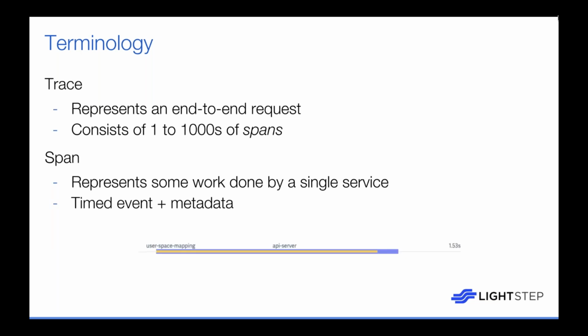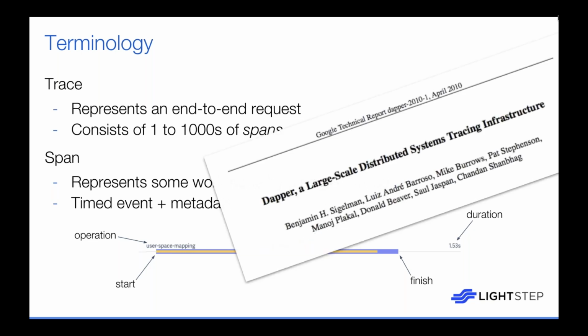To break out one of those pieces from the previous slide, each of those lines represents a span. Since time was going from left to right, the start was on the left and the finish was on the right. The other pieces of data here are the duration of the span, how long it took to actually do this work, the name of the service that the work was done by, and what in tracing is usually called the operation. It could be the endpoint, or it could be some other description of the work that's being done.